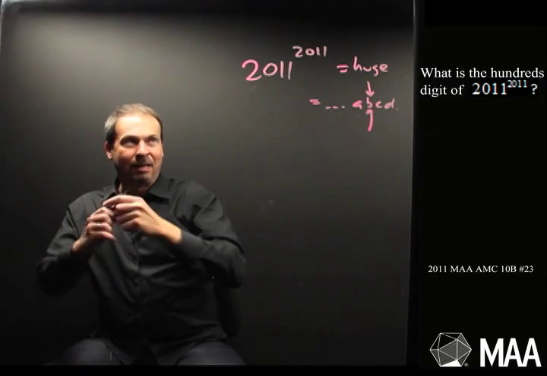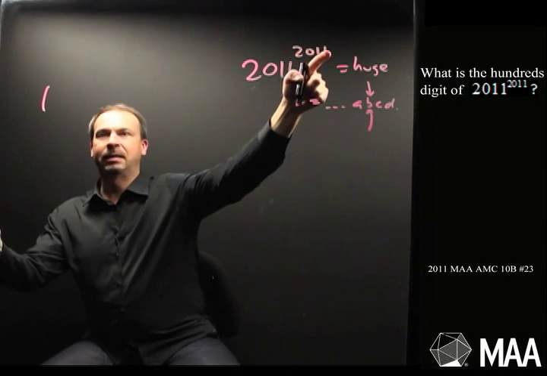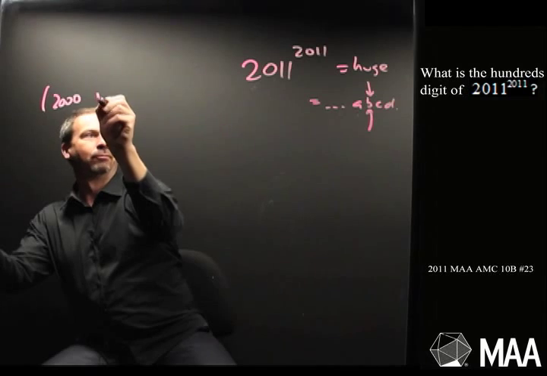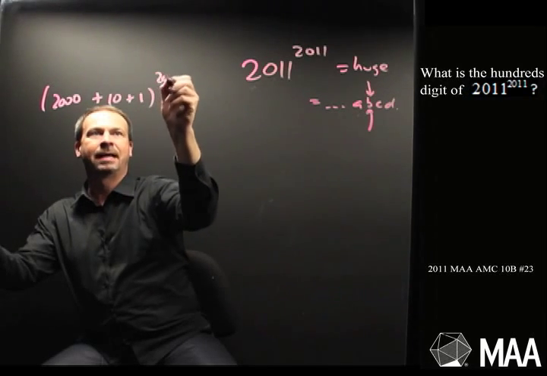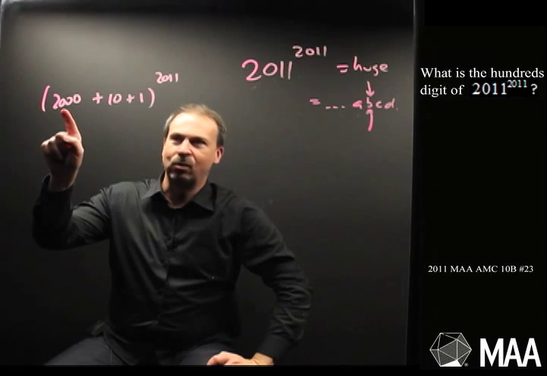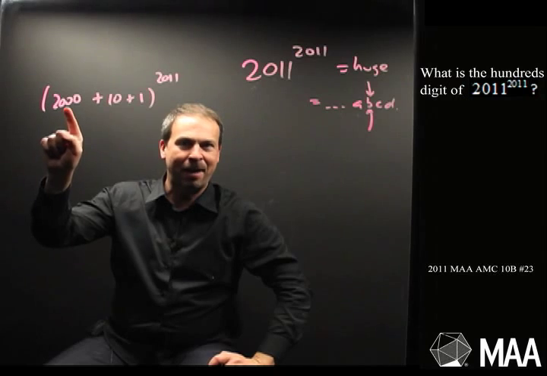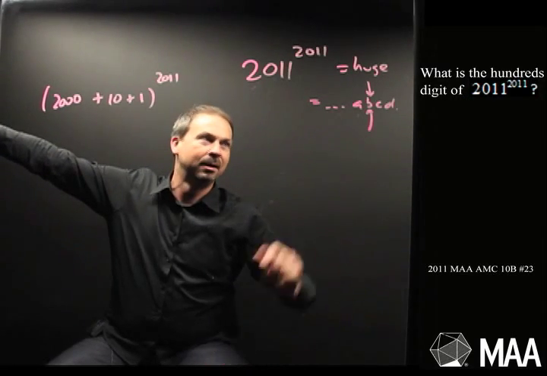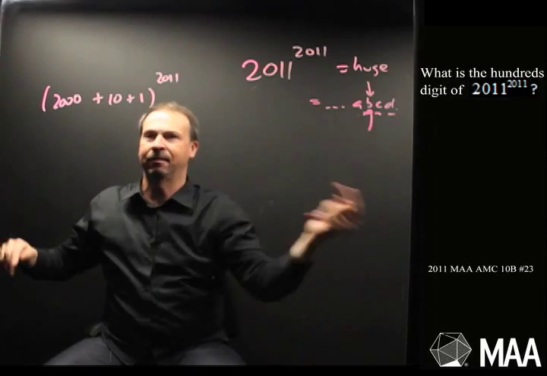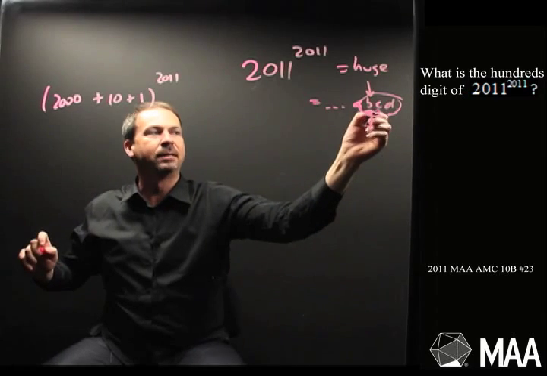Well, okay, let's think about what this is going to look like raised up. 2011 raised up, but let's really spell out the digits. This is really 2000 plus 10 plus 1 that gets raised up. So yes, I'll get powers of 2000, I'll get powers of 10, I'll get powers of 1. I don't care about any powers of 2000, that doesn't affect the hundreds. All I want is the hundreds and maybe the tens and the ones. There could be carries involved from the tens that affect the hundreds or something. All right, so let's keep track of the ones, tens, and hundreds.